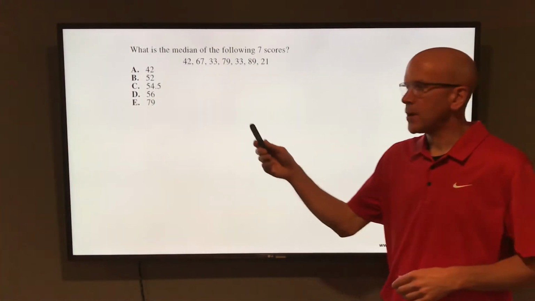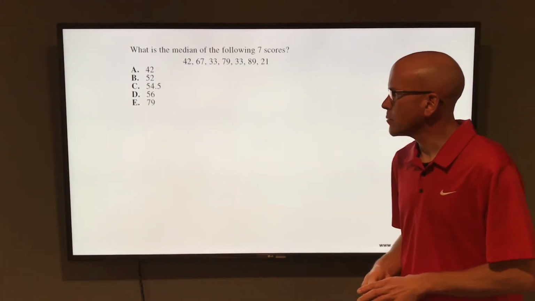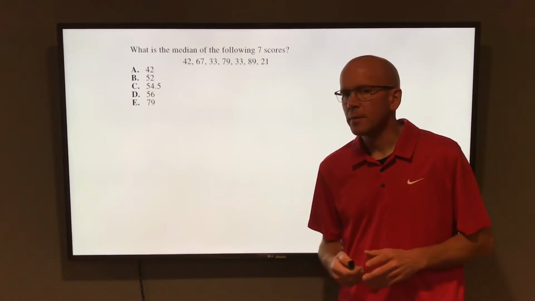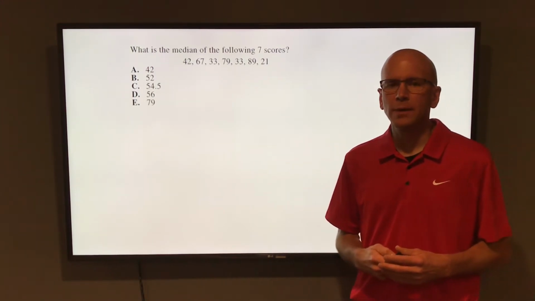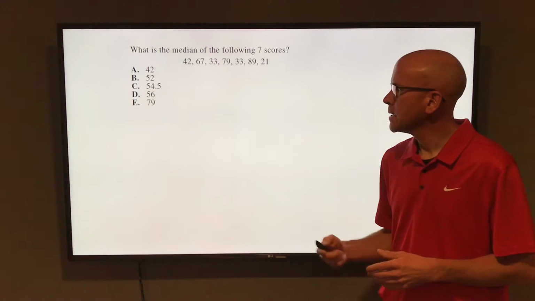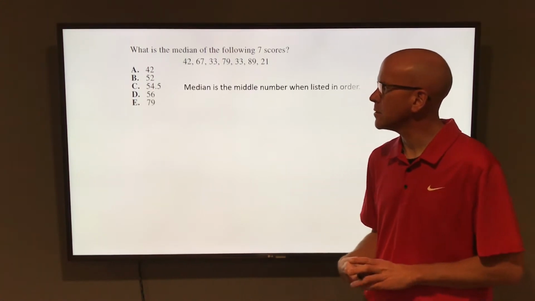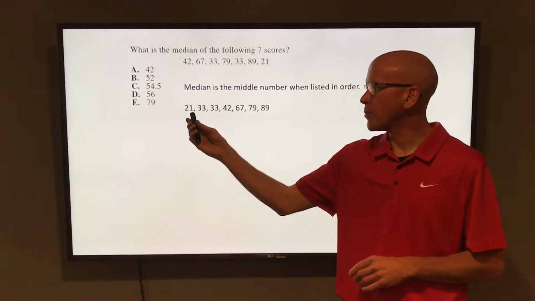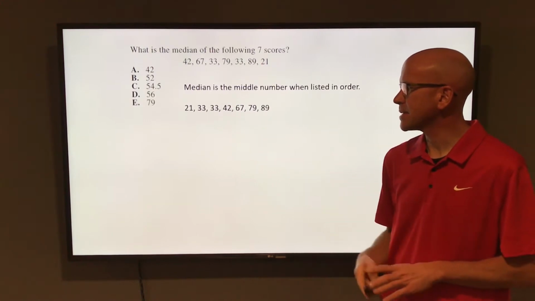What is the median of the following 7 scores? 42, 67, 33, 79, 33, 89, and 21. The median is the middle number when the numbers are listed in order. So list these in order from smallest to largest, starting with 21, then 33, 33, 42, 67, 79, and 89.